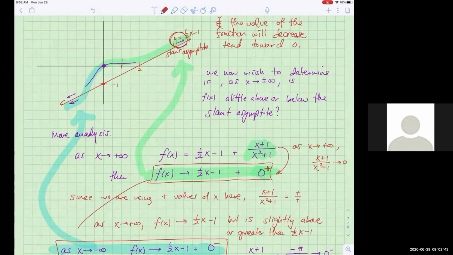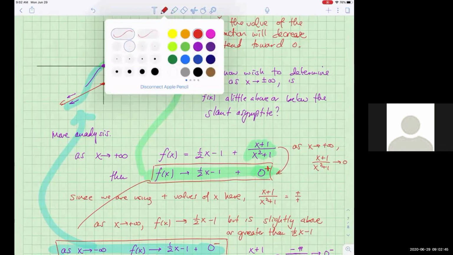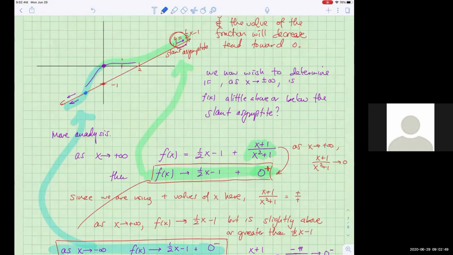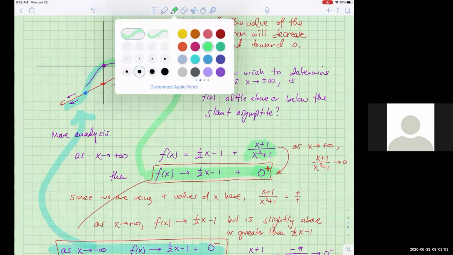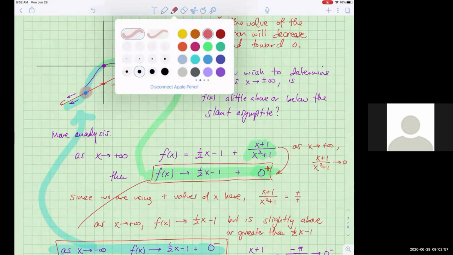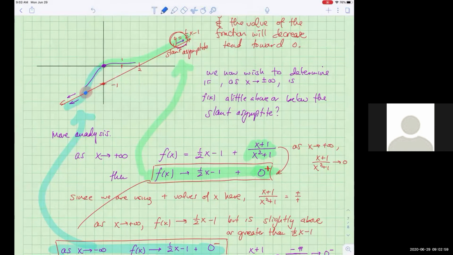But it also means this, and this is something that students probably aren't used to unless you get into this class. How many different highlighter colors can I use to make this convoluted? This curve crosses the asymptote. F of x crosses the asymptote.